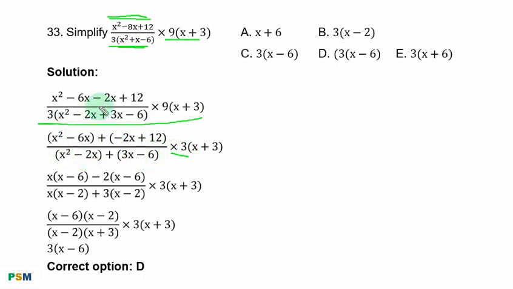If you group the terms in twos, you have this result. You factor out the common term from each group, you have this result and this result. S minus 2 cancels S minus 2. S plus 3 cancels S plus 3. You are left with 3 times S minus 6 in this form. The correct option is D.